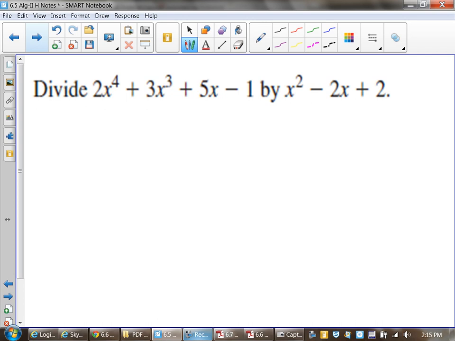I have 2x to the 4th plus 3x cubed plus 5x minus 1. Am I missing anything in that sequence? The square term. What do I have to put in place of it? Good. So when I start the problem out, as I'm writing my stuff out in descending order, if I notice that I'm missing a term, automatically put in a 0x squared, or 0 whatever power, or even a 0 for your constant, so you don't miss something.